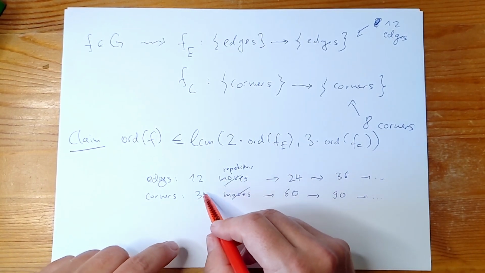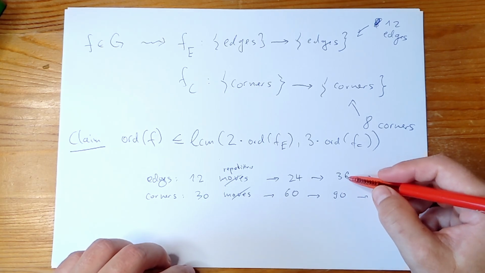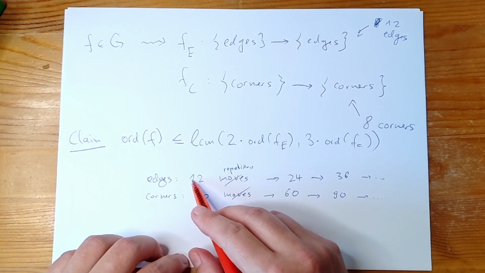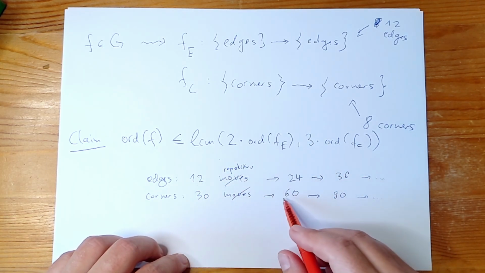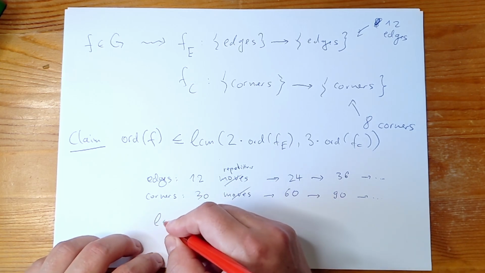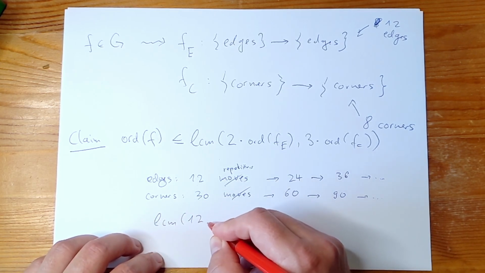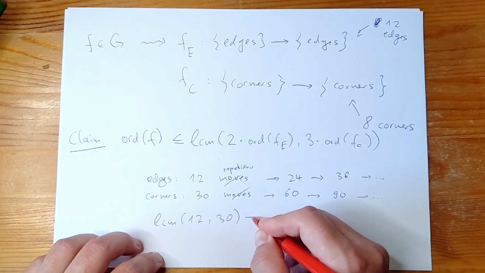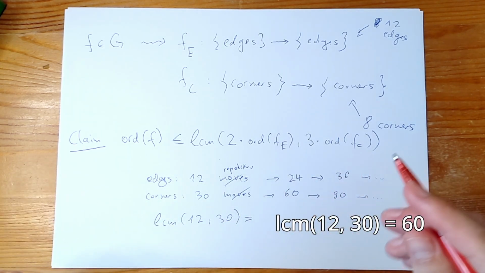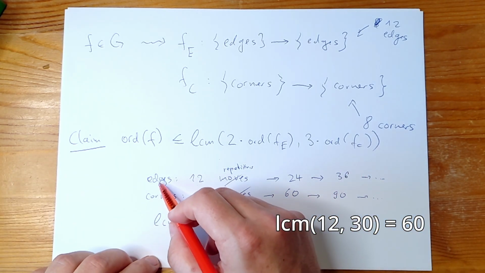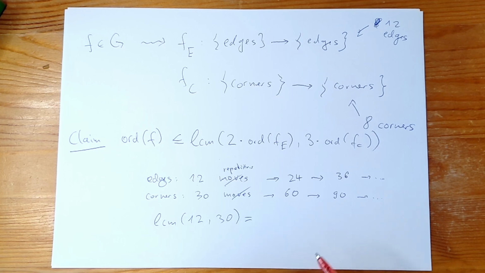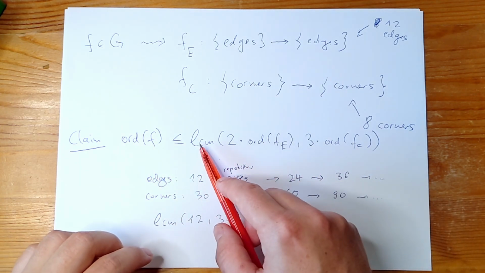And what you're looking for is a multiple of both of these numbers, because this is a multiple of 12, this is a multiple of 30. So we have to look for a multiple of 12 and 30. And you can compute this easily. And then you have restored the edges and the corners actually. And this is why we have this estimate here.